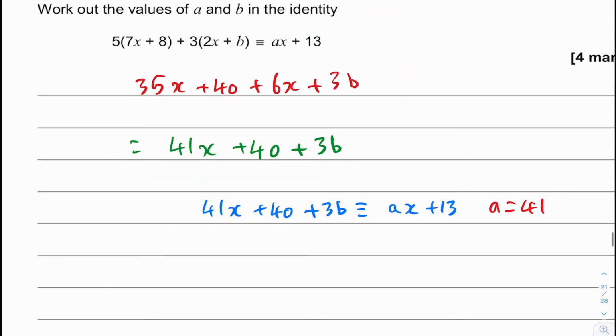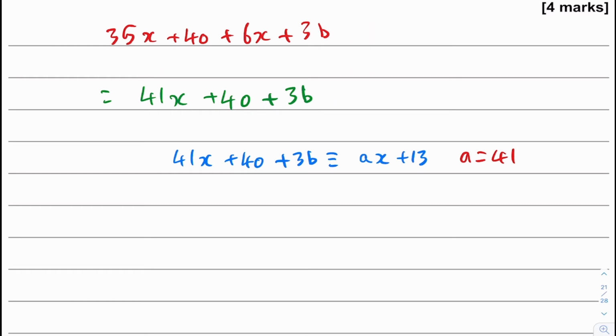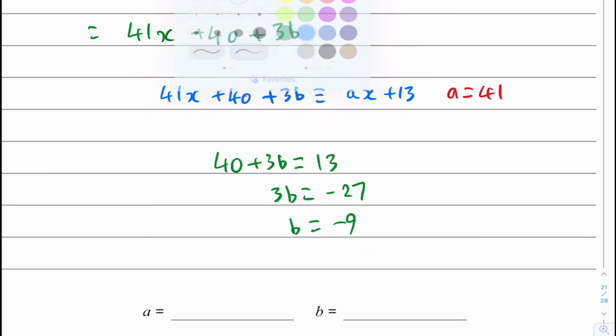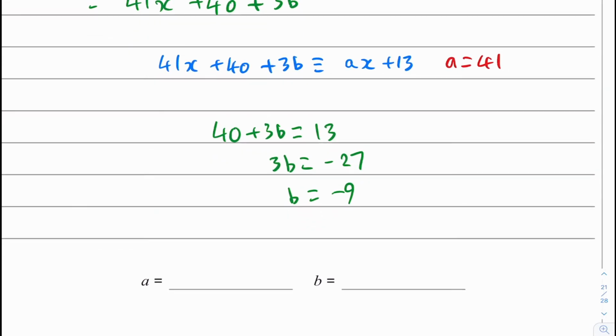So we'll do another line just showing that. So we've got 40 plus 3b is equal to 13. So what we then do is take 40 away from both sides to be left with 3b is now equal to negative 27. So b is equal to negative 9, and then we'll just write these as our final answers at the bottom. So a is equal to 41, and b is equal to -9.